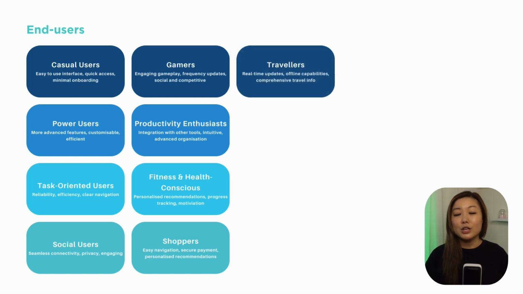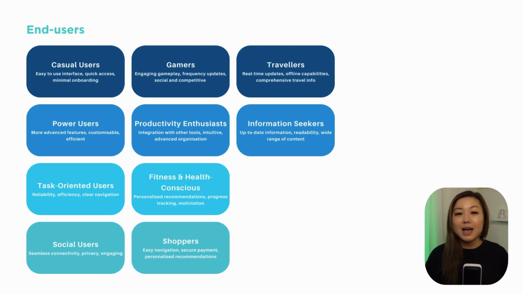For the travelers, they use travel apps for planning, booking, and navigation. Example: flight booking apps, hotel reservations, and maps. Their needs would be real-time updates, offline capability, and comprehensive travel information. Then there are information seekers, who use apps to access news, research, and educational content. Example: news apps, e-book readers, and learning platforms. They would need up-to-date information, readability, and a wide range of content.